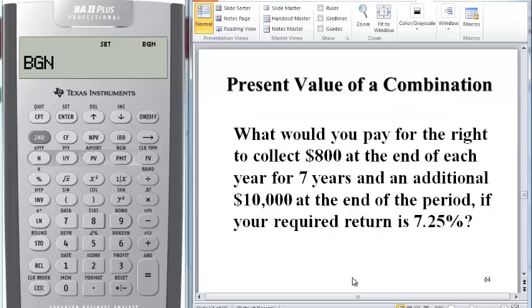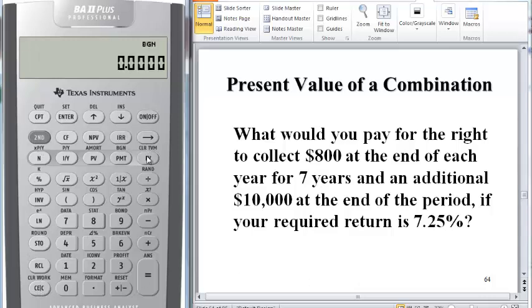$44,156.42. What would you pay for the right to collect $800 at the end of each year for 7 years and an additional $10,000 at the end of the period if your required rate of return is 7.25%? Well, let's see. Second, clear time value of money. I'm set to beginning, but this says end. So I want to say second payment, second set, reset my calculator. So what would I pay, so that I know I'm solving for a present value for the right to collect? So that's inflow, 800.